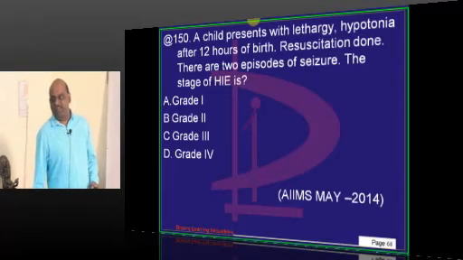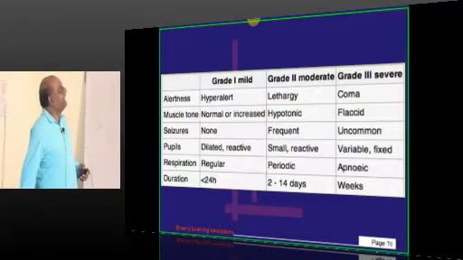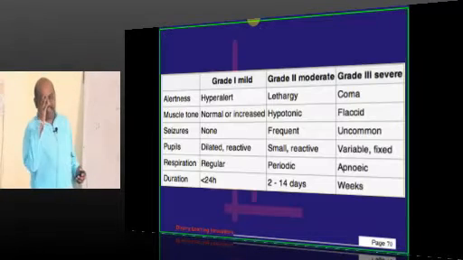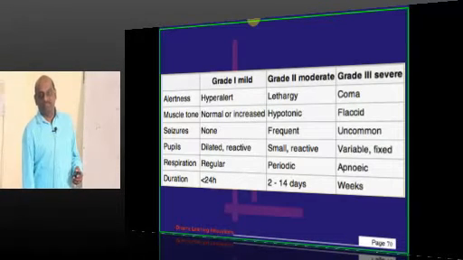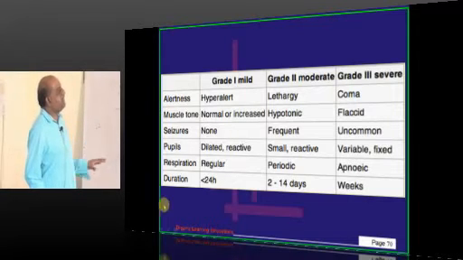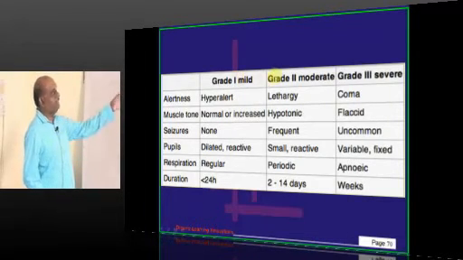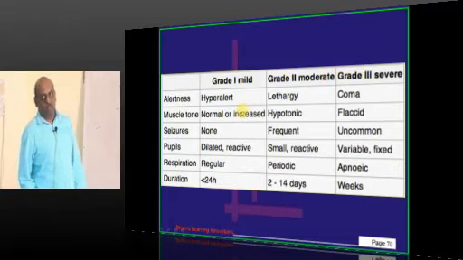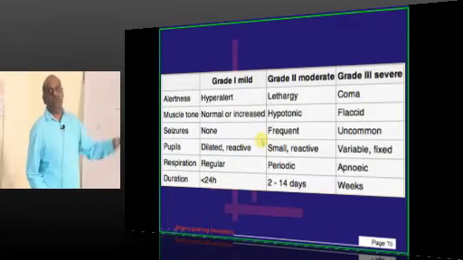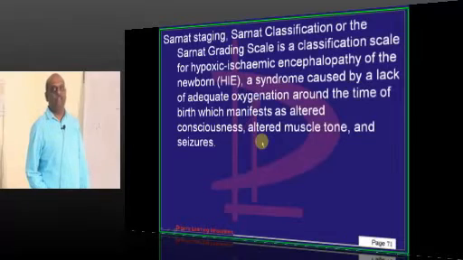Earlier, a stage of necrotizing enterocolitis was asked; this is also a stage question. So for this you must know Sarnat staging. It divides people with hypoxic ischemic encephalopathy on the basis of alertness, muscle tone, seizures, pupils, respiration, and duration. I leave the literature for you.